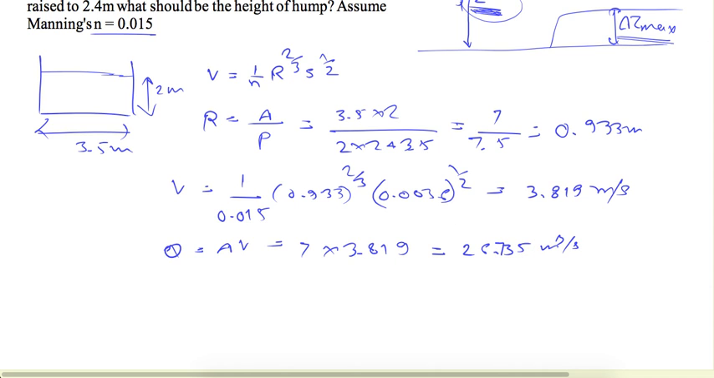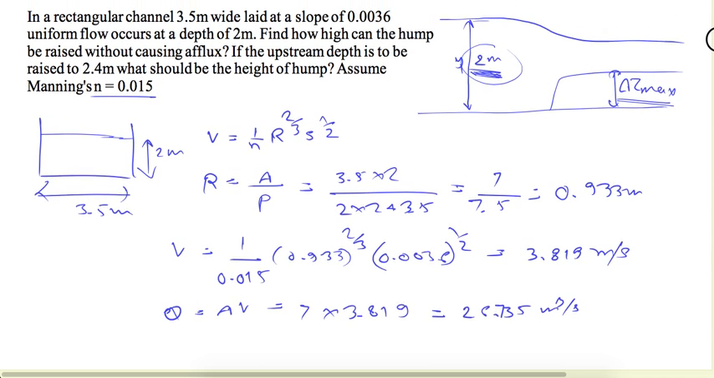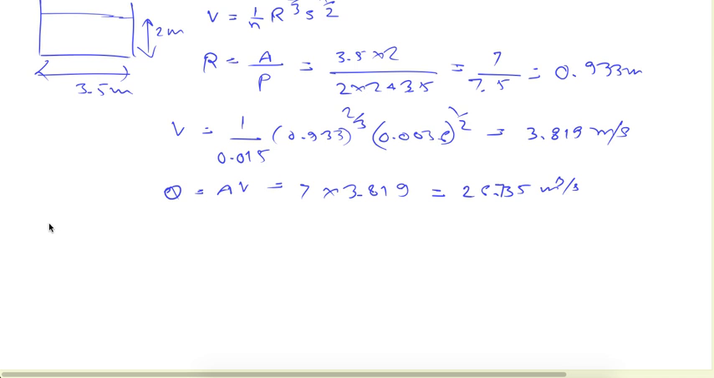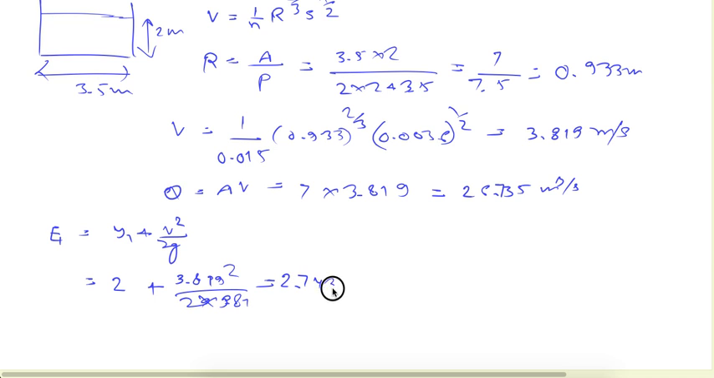So from here, first of all we can find out the specific energy upstream. E1 is equal to y1 plus v square upon 2g. y1 is given as 2 meter, and v, as we found out, 3.819 square upon 2 into 9.81. So this comes out as 2.743 meters.